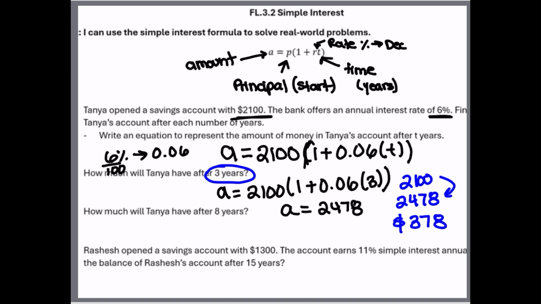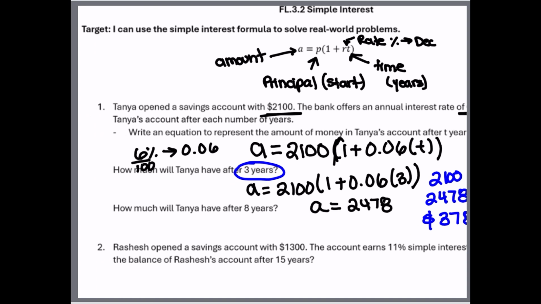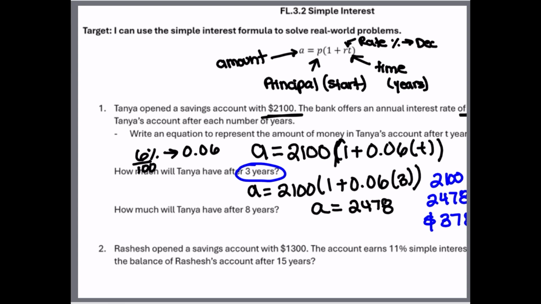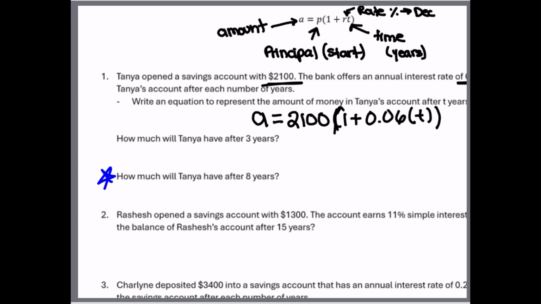All right, go ahead and try part 2. How much does Tanya make in 8 years? You can pause it now, try it out, and then you'll check your answer. All right, let's look at how much Tanya made in 8 years. So we're going to be using the same formula because we're still talking about Tanya. So we know in 3 years, she made the 2,478. But let's look at 8 years.